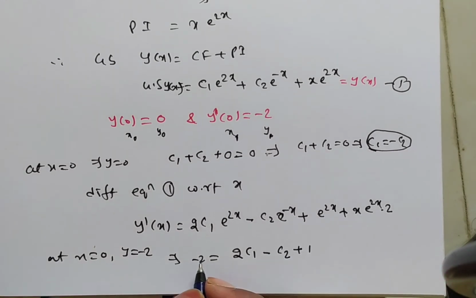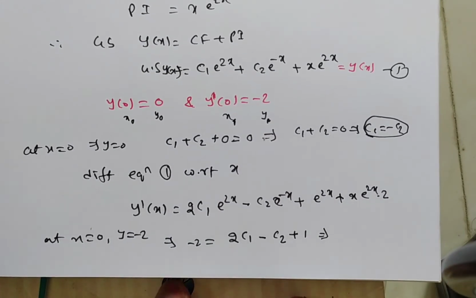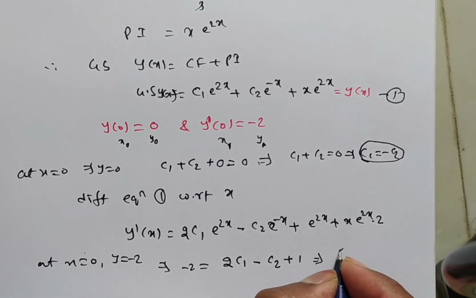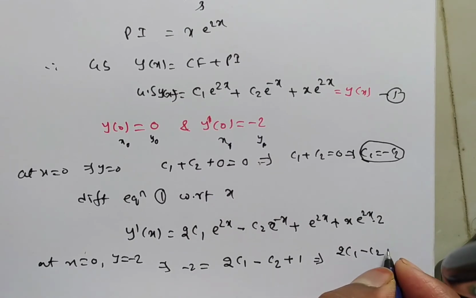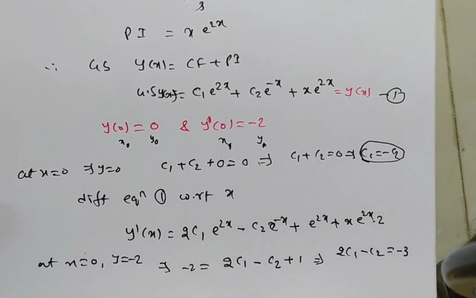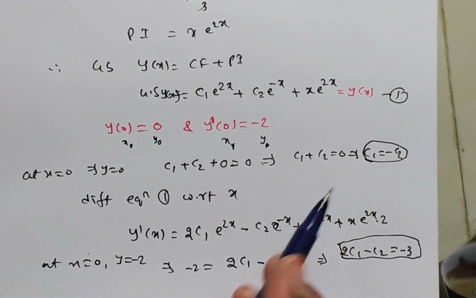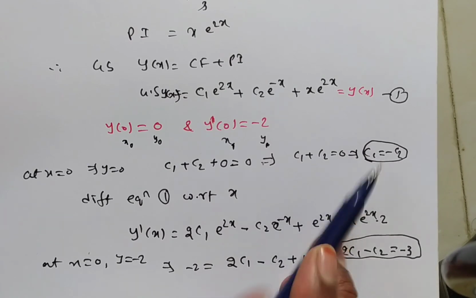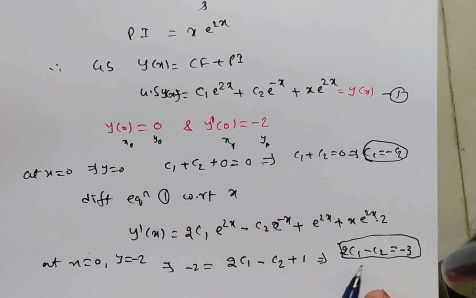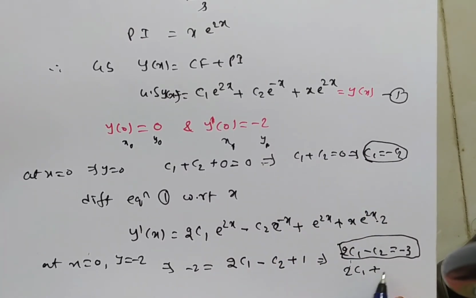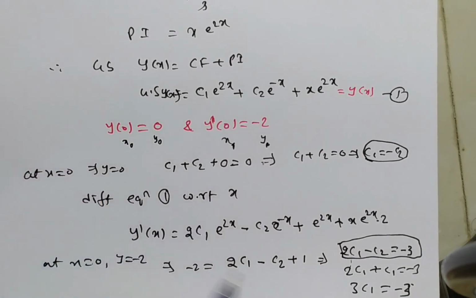So from this equation we will have 2c1 minus c2 is equal to minus 3. This is the second equation we got. But what about the c1 value? c1 is equal to minus c2. So 2c1 plus c1 is equal to minus 3. So 3c1 is equal to minus 3. Therefore c1 is equal to minus 1.